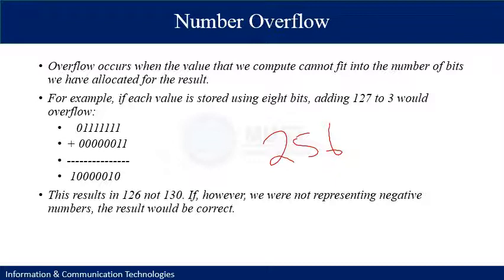So for example, if each of the values is stored using 8 bits, adding 127 to 3 would overflow. Once you add these values, the result is equal to 126, not 130. However, if we are not representing the negative numbers, the result would be correct.